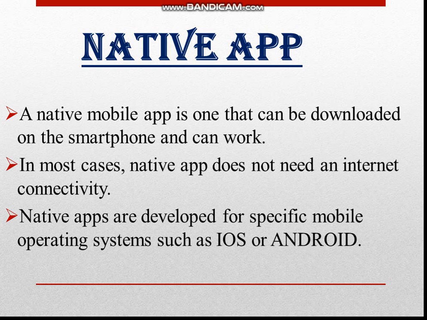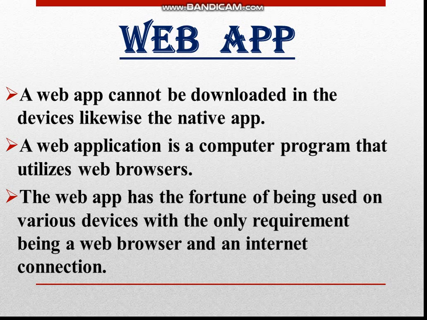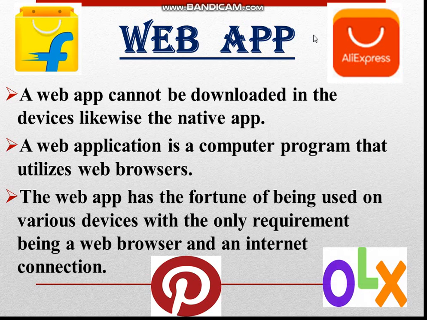Now let's look at Gmail, WhatsApp, YouTube and Facebook, which utilize web browsers and work on devices with the only requirement being a web browser and an internet connection. So now let's take a look at their examples. The examples of web apps are Flipkart, AliExpress, Pinterest and OLX. Okay, so this was all about the difference between a web app and a native app.